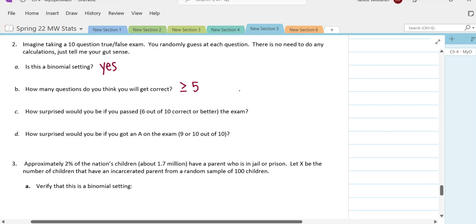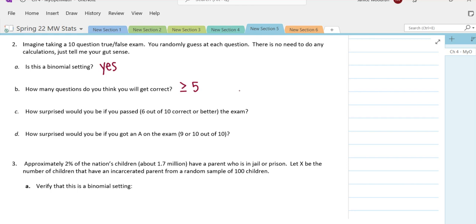How surprised would you be if you got 6 out of 10? Or 6 or better, sorry. Very surprised? All right, so let me show you how to find the actual probability of this.